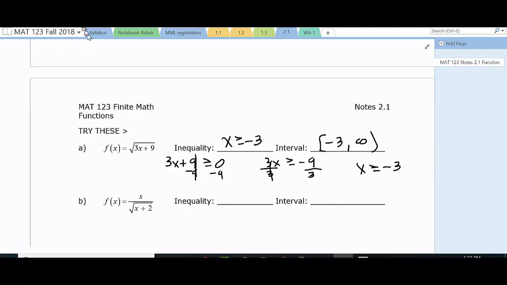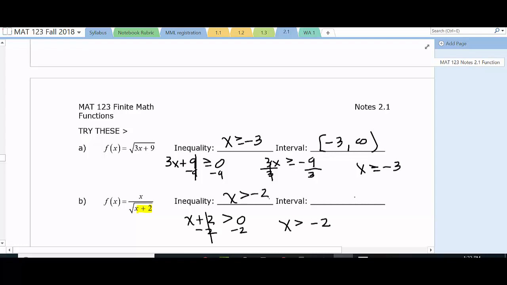Okay, the next one, what you should have done is taken x plus 2, and what did you do with it? Greater than, not greater than or equal to. Does everybody understand that? Okay, so it can't be 0 because it's in a denominator. So you'd have x greater than negative 2. So that would be your inequality. Then your interval would just be parentheses negative 2, infinity like that.